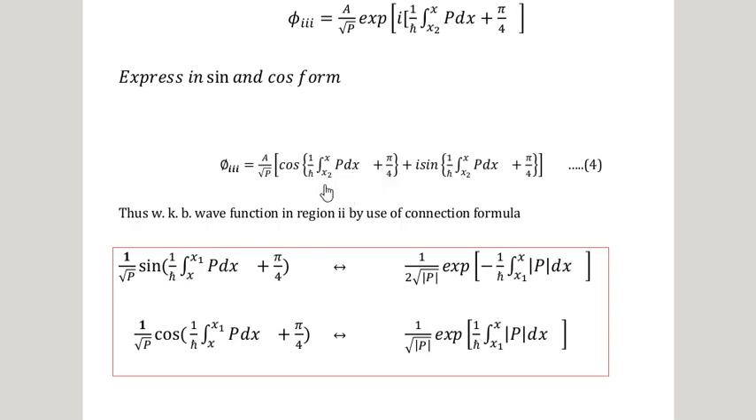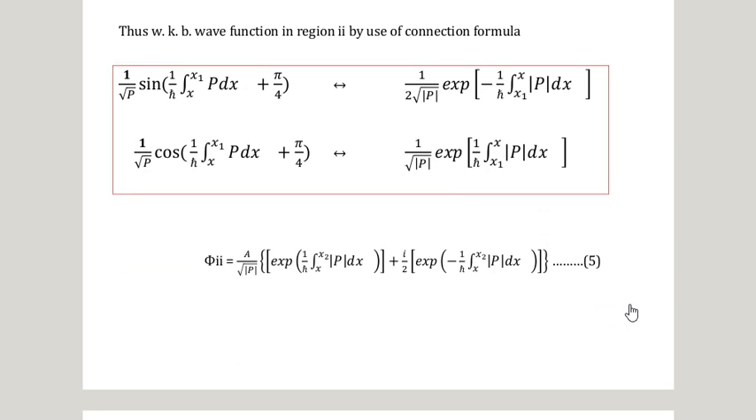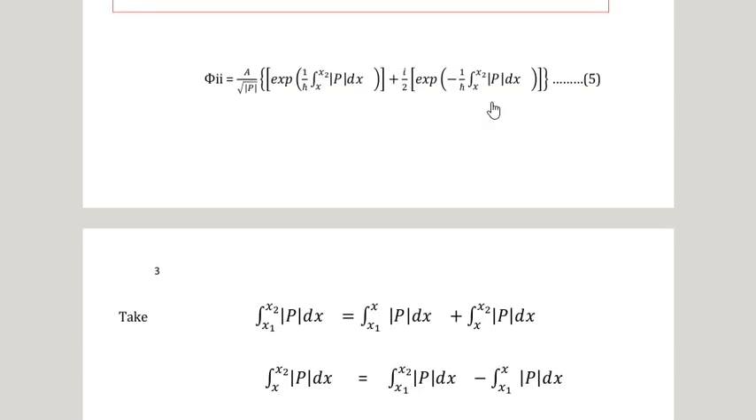This term matches to this term, so this term becomes this term, and this term matches to this term, so this term becomes this term. So our equation number 4 becomes this equation, equation 5, like A upon P.